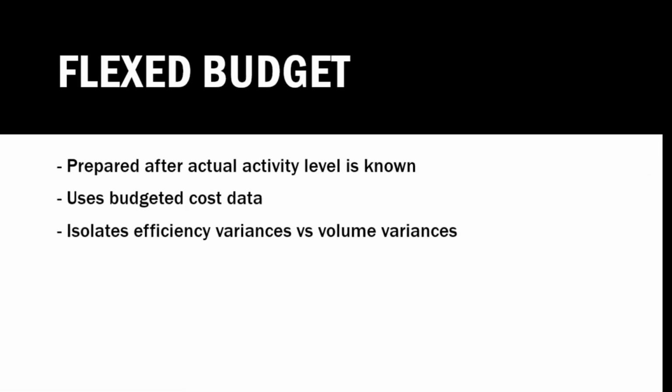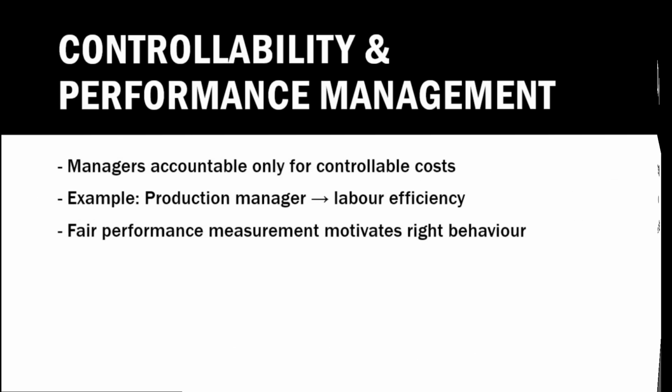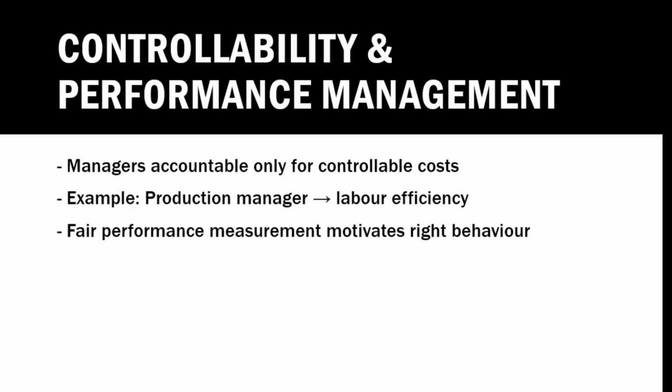Controllability and performance management. Finally, budgets and standards must be linked to performance management. Managers should only be held accountable for costs they can control. This is known as the principle of controllability. For example, a production manager should be evaluated on labor efficiency, but not on material price variances if purchasing is handled by another department. This ensures performance measurement is fair and motivates the right behavior.